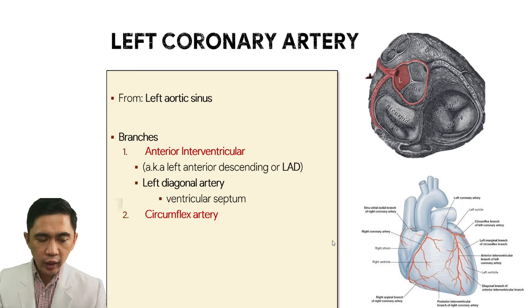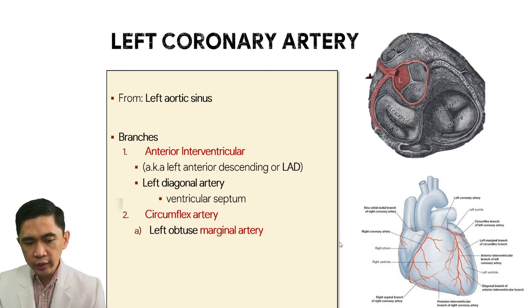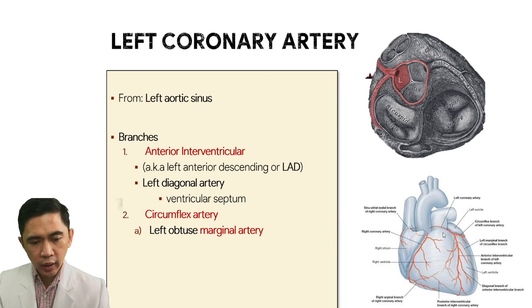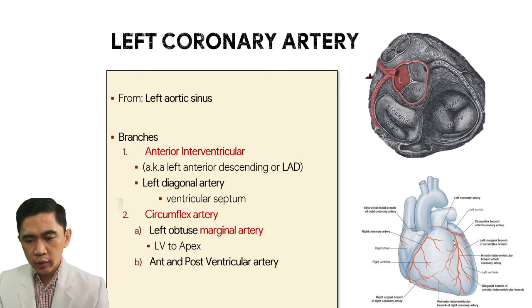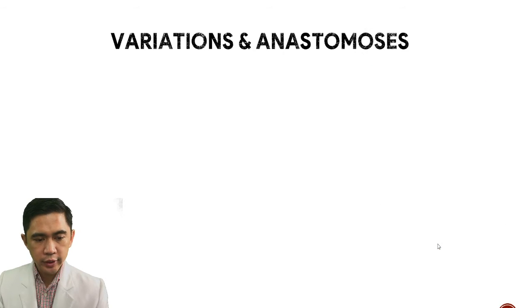The left coronary artery will also have a branch which we call the circumflex branch. This one. The circumflex artery will also have a branch, a marginal artery, this one, near the margin, but it is more located posteriorly, and it supplies the left ventricle to the apex. The left coronary artery will also continue as a posterior ventricular artery here, and some atrial branches.